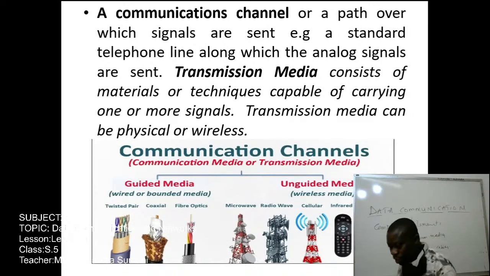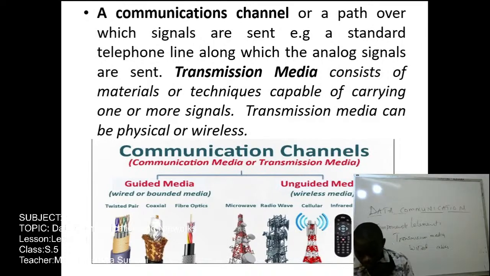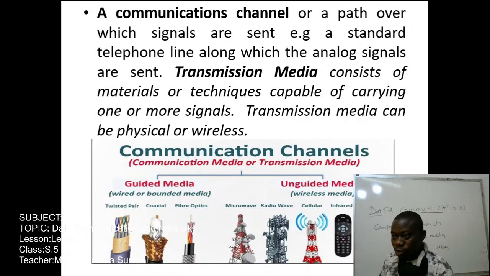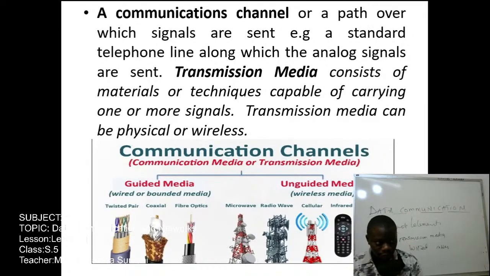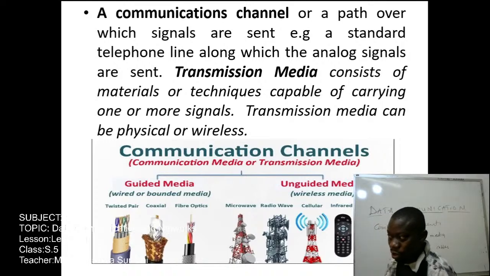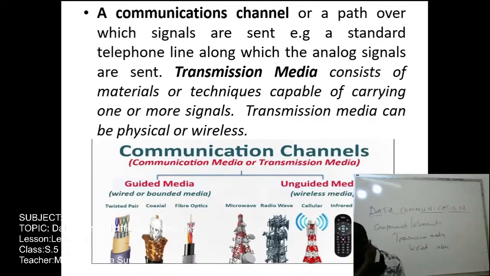Then on the other side, I've tried to display the unguided transmission media, or the wireless transmission media, or the unbounded. These ones use space. Signals are transferred through space. We have the microwave, the radio waves, the cellular, infrared, satellites, such devices. When they are communicating to one another, they use space, or they are transferred through air. So where we are heading to, we shall be able to discuss them in a more detailed way.